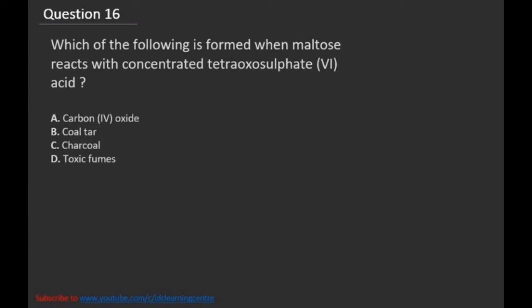maltose is a sugar produced by a breakdown of starch. So it is a disaccharide. So when concentrated tetraoxosulphate 6 is added to a sugar, it forms what we call charcoal. So the answer to question 16 is C, charcoal. Let's move on to the next question, question number 17.